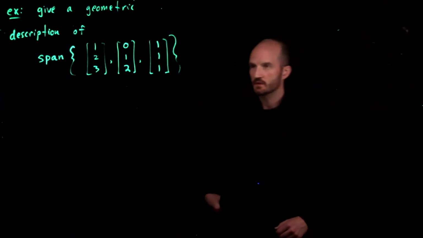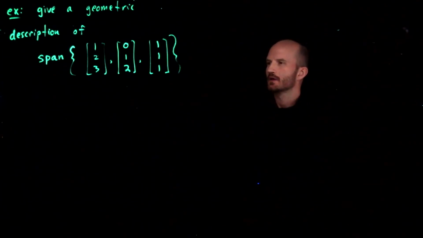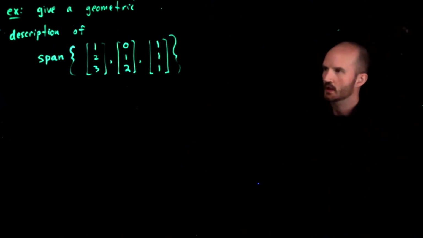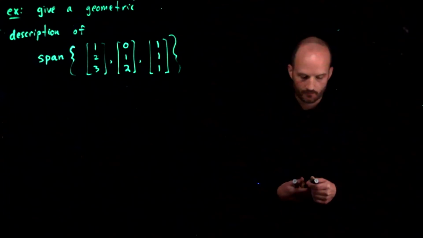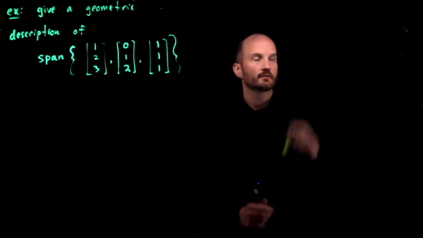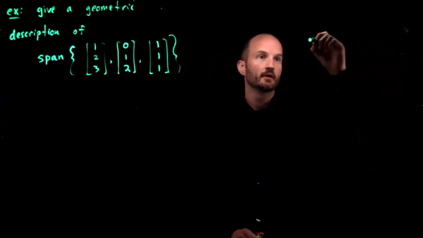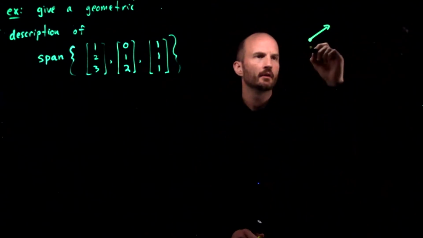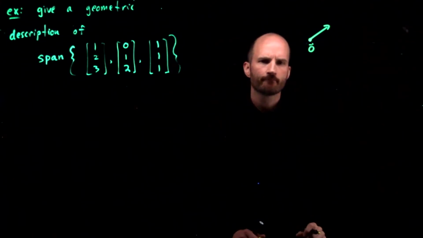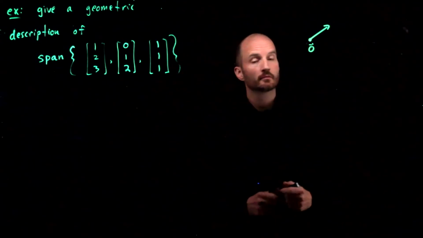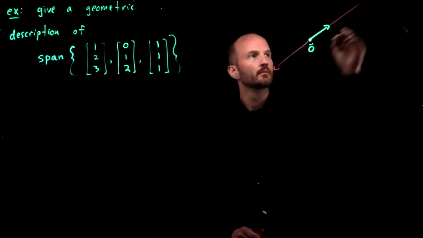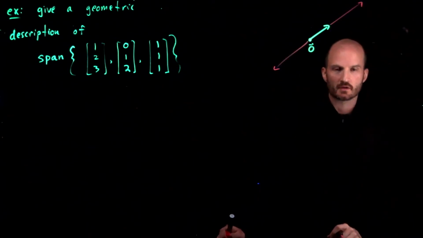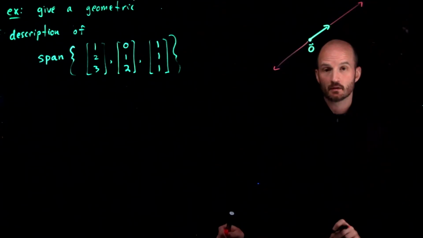Okay, geometric descriptions. So I have a span of some vectors in three-dimensional space. Now, what do spans look like? If you have a span of a single vector, what does that look like? Well, you have your vector, and you have the origin here. And when you take the span, what you get is this line to infinity in both directions. So that would be the span of a single independent vector.